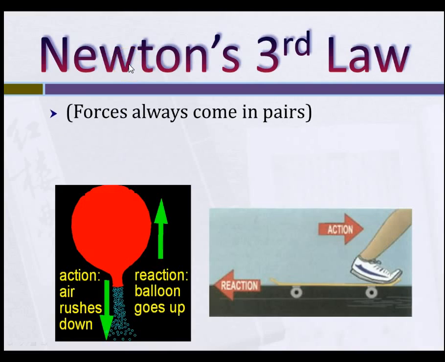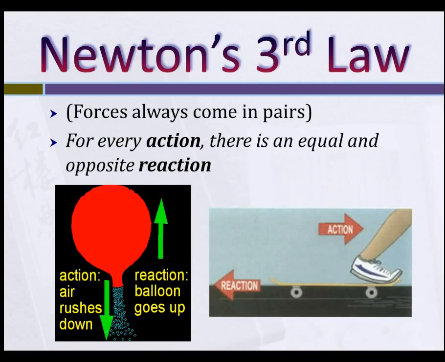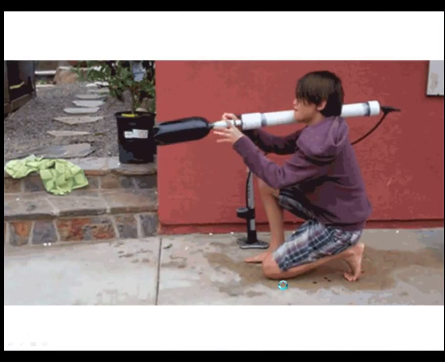So, Newton's third law, forces come in pairs. For every action, there's an equal and opposite reaction. Like the air is going to rush down from the balloon, and the reaction is the balloon is going to go up. If you're standing on a skateboard, you're going to try to push forward to push yourself forward, but that's, of course, going to push the skateboard backwards.